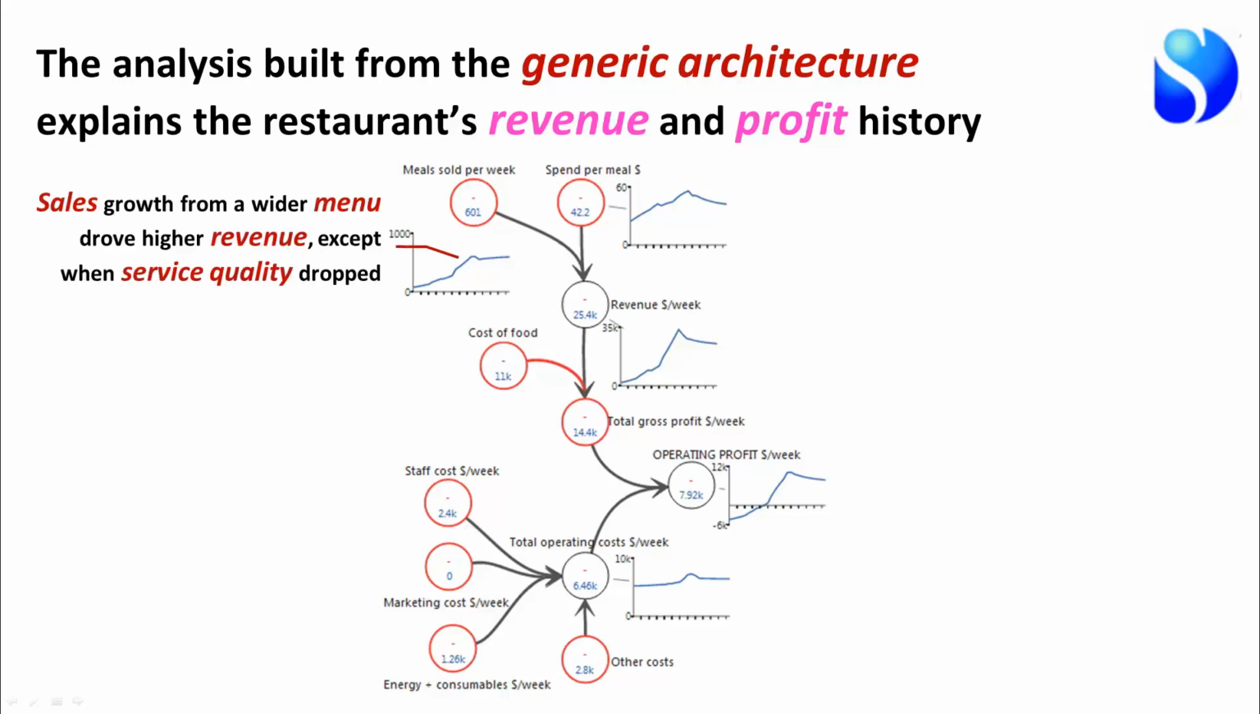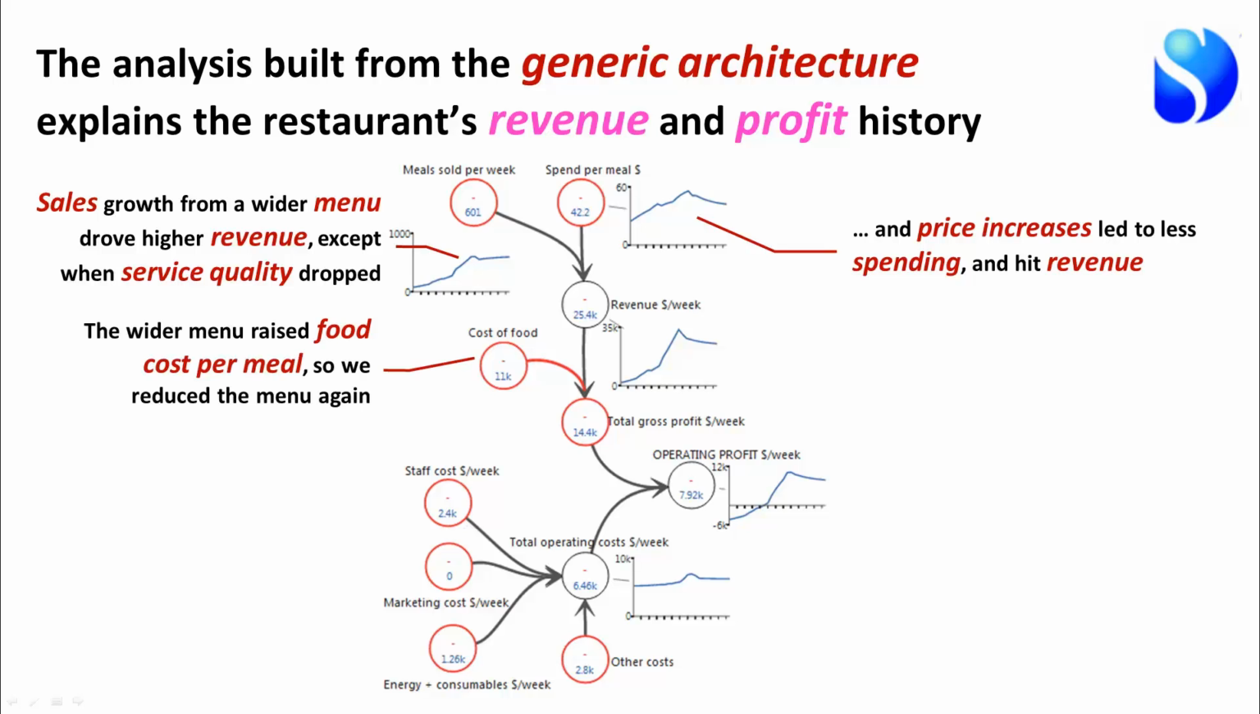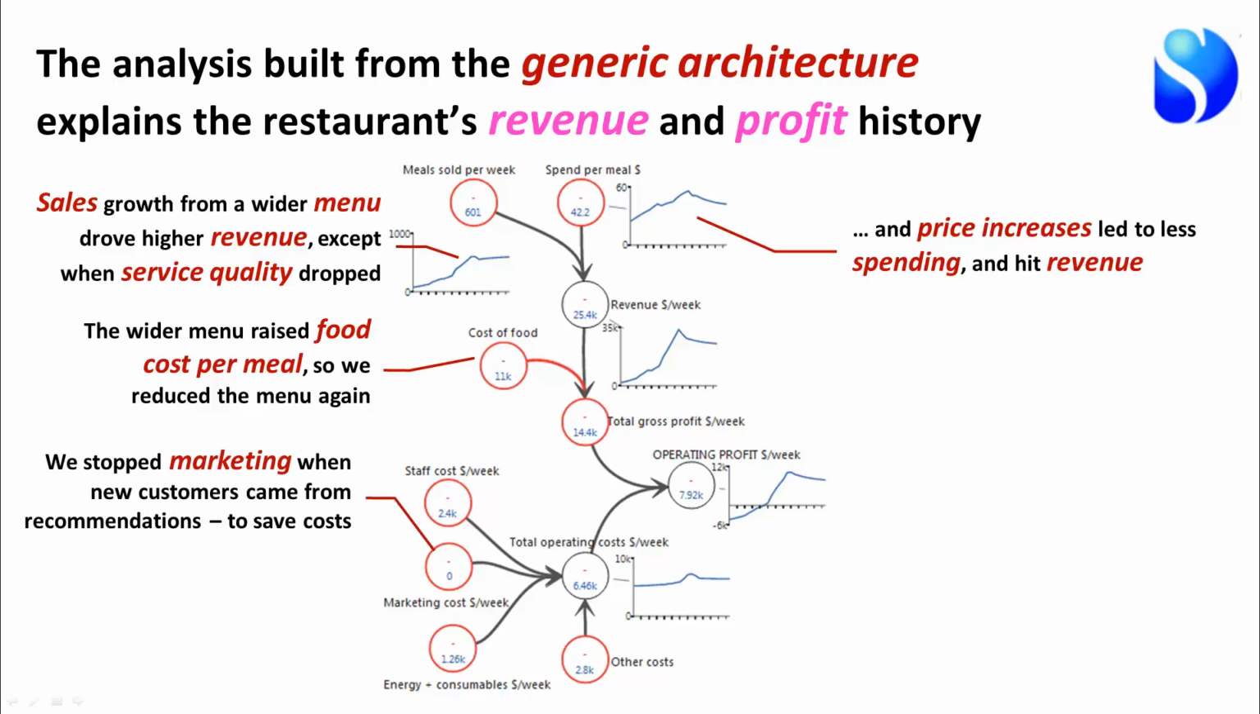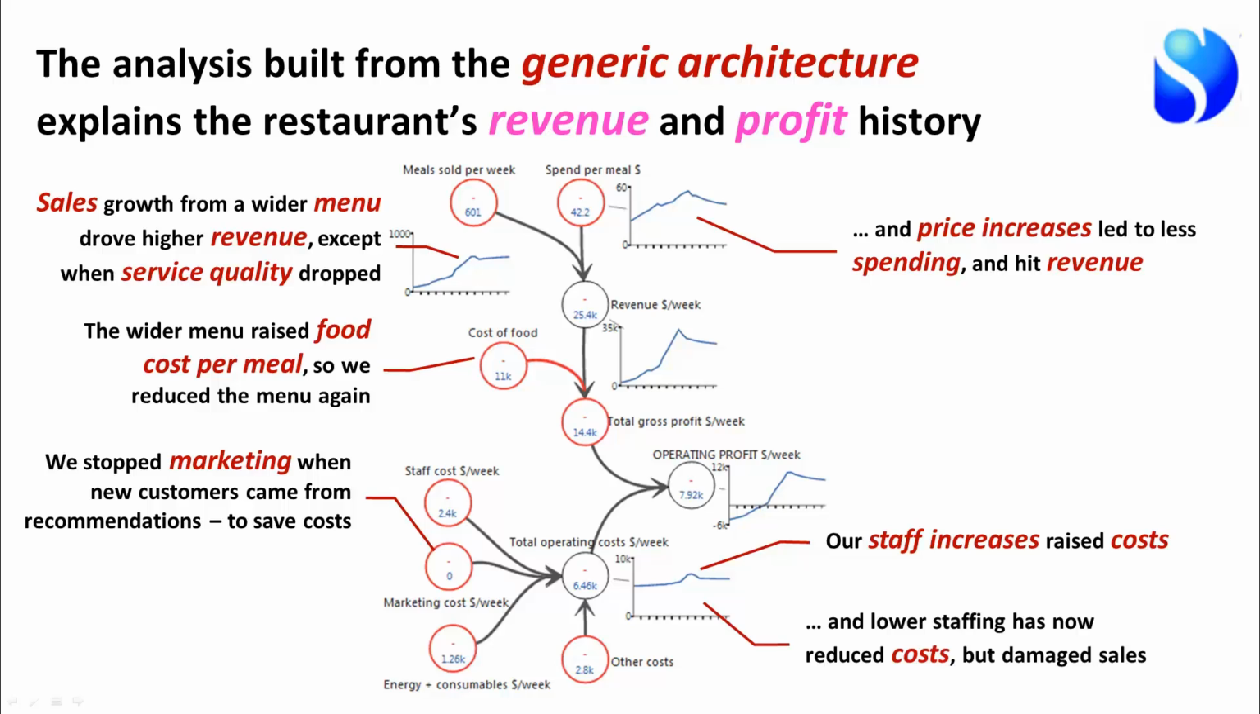Sales grew from a wider menu, driving higher revenue, except when service quality dropped. Price increases led to less spending and hit revenue. The wider menu raised food cost per meal, so we reduced the menu again. We stopped marketing when new customers started coming from recommendations, and we did that because that was a cost that we could save. Our staff increases raised our costs, but now we've got lower staffing because we reduced the number of staff by one, and that's now reduced costs but damaged our sales. As a result, profit hit our objective but has now fallen back again.